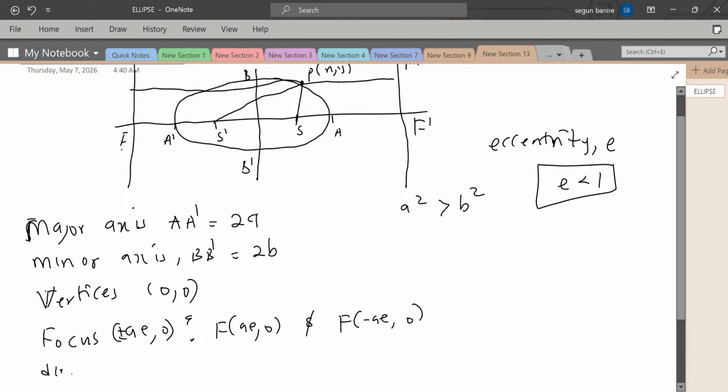Then what about your directrix? So your directrix will also be at the x-axis. You could see it is lying on the x-axis. So it will be plus and minus A over E. So this will be your directrix.